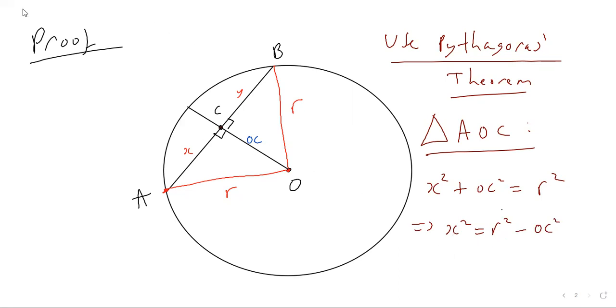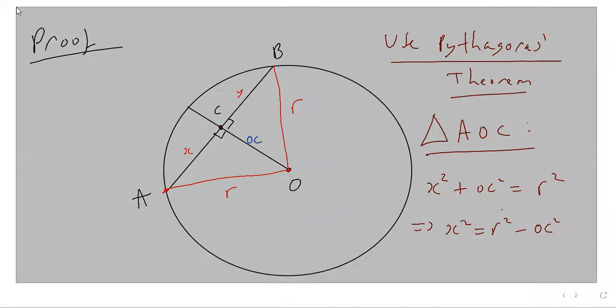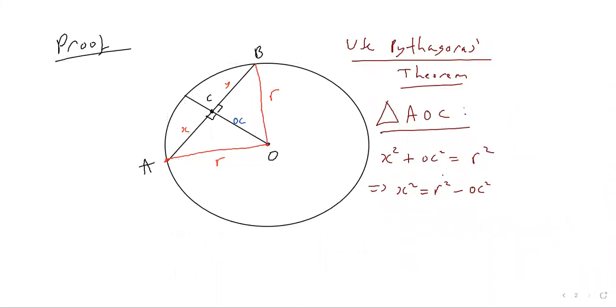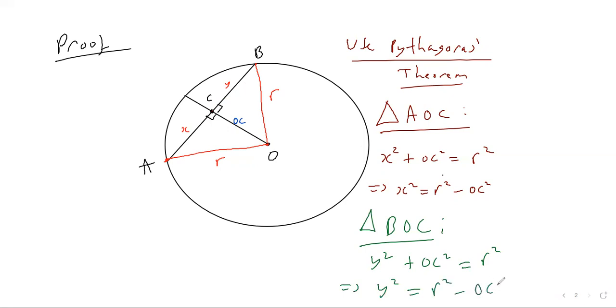Now let's try triangle BOC, this second one on the top here. Let's do the same calculation using Pythagoras. In this right-angled triangle, y squared plus OC squared must be equal to r squared again. Now make y squared the subject of the formula, so y squared equals r squared minus OC squared.